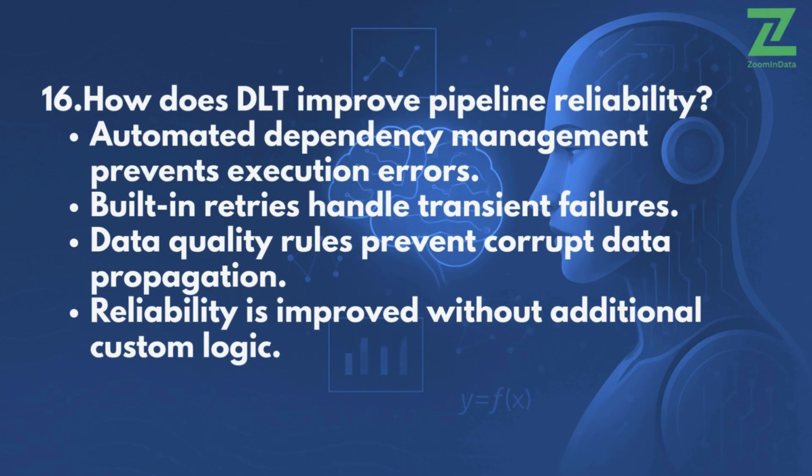How does DLT improve pipeline reliability? Automated dependency management prevents execution errors. Built-in retries handle transient failures. Data quality rules prevent corrupt data propagation. Reliability is improved without additional custom logic.